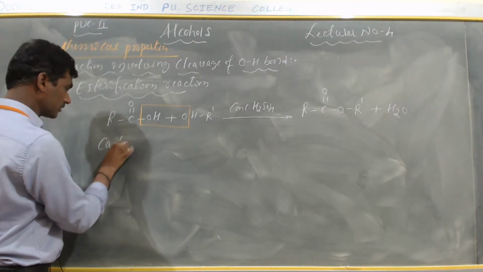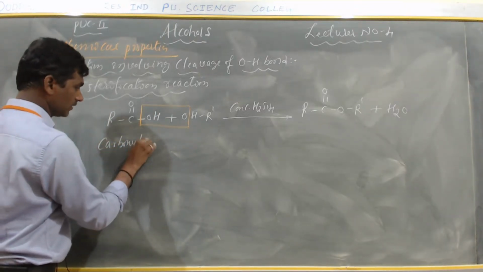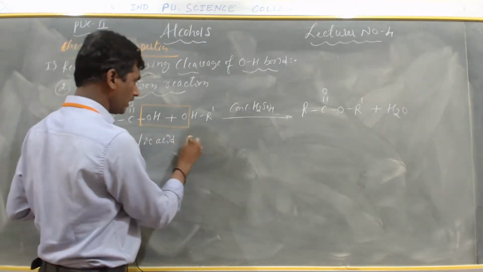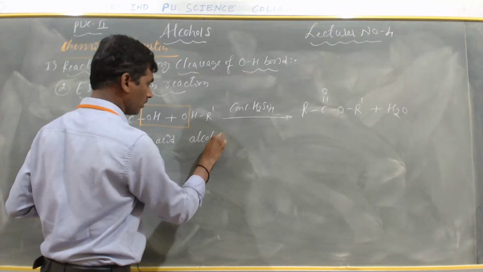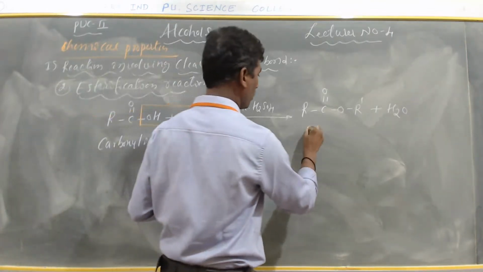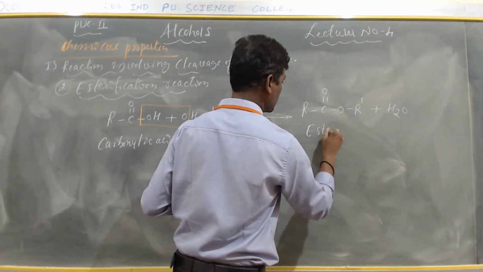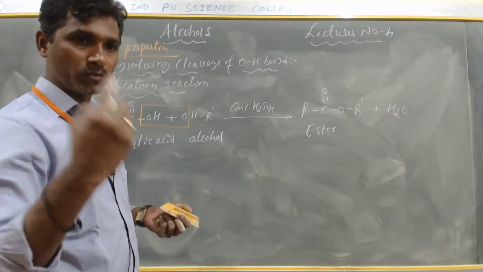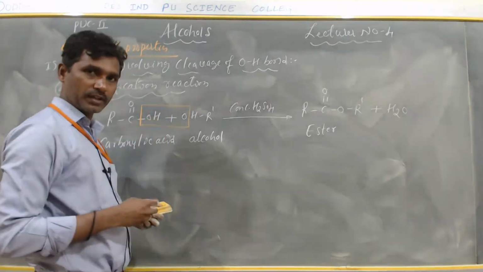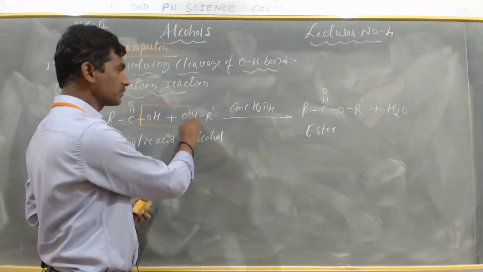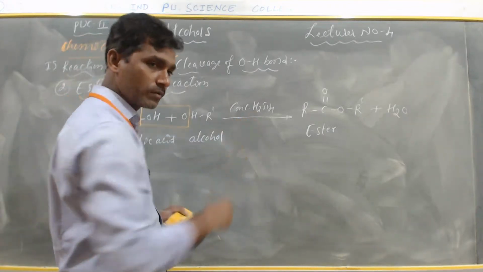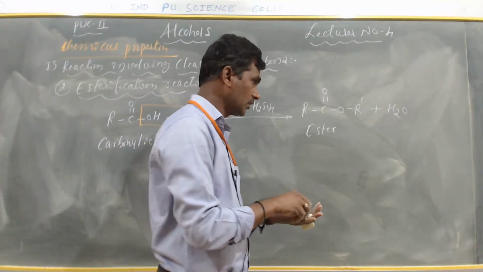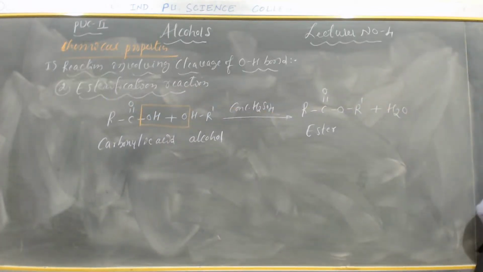This is the carboxylic acid, my dear students, and this is the alcohol. Carboxylic acid reacts with alcohol and gives an ester. So this is called the esterification reaction. In the examination, one more question: what is esterification reaction? Carboxylic acid reacts with alcohol in the presence of concentrated sulfuric acid as a dehydrating agent, and it gives an ester.